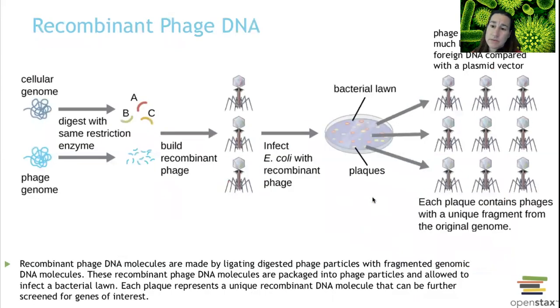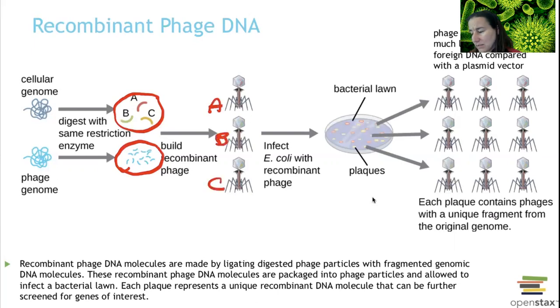We can also use this method to create a genomic library utilizing bacteriophages. So here's our genome that we want to keep track of. Over here, we're going to incorporate it into the viral genome, into the phage genome. And now the phages, we're just going to say this is A and this is B and this is C, are going to infect the cells, and when they infect the cells, they take over the cells, right?